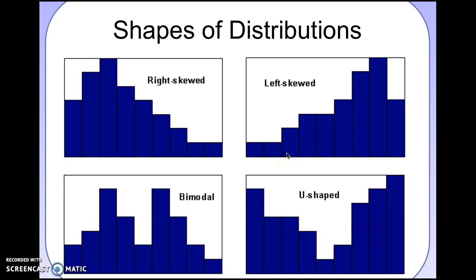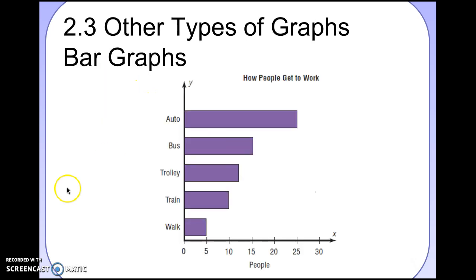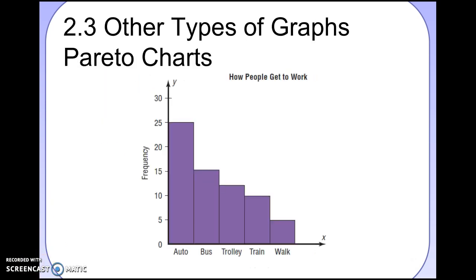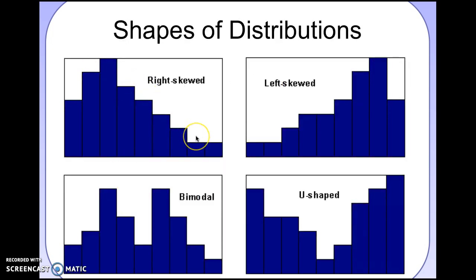Some more shapes of distribution. Right skewed. The peak is to the left and the data taper off to the right. Sometimes this is also known as positively skewed. Then you have left skewed, and left skewed means you've got your data clustered to the right and it's tapered off to the left, and this is called negatively skewed.